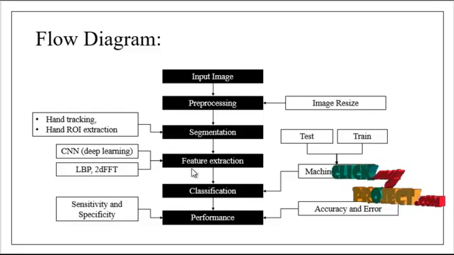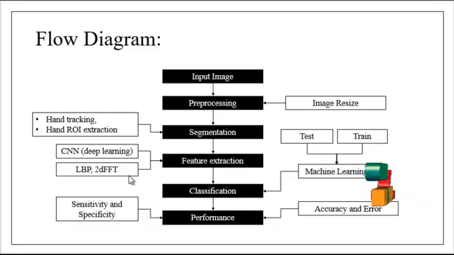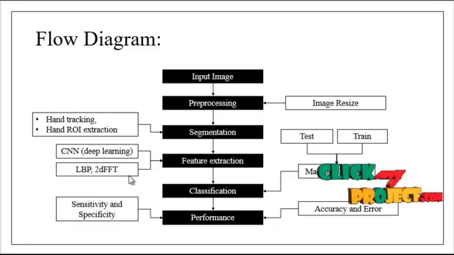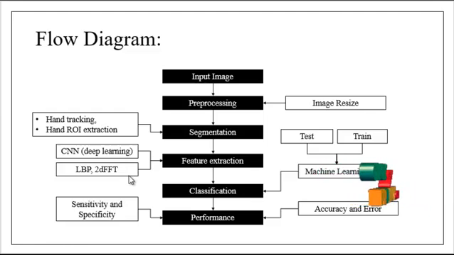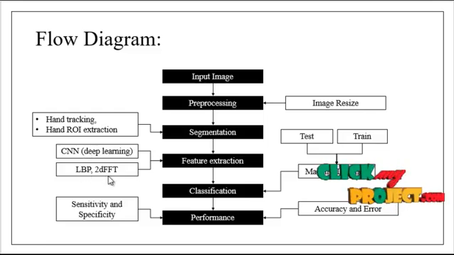Then finally, next to the segmentation, the feature extraction will be carried out. In this feature extraction, we are using deep learning and the local binary pattern along with the 2D FFT to extract the features from the gesture regions. So we are taking the features from CNN, LBP and 2D DFT. We combine these three algorithms to generate the test features.